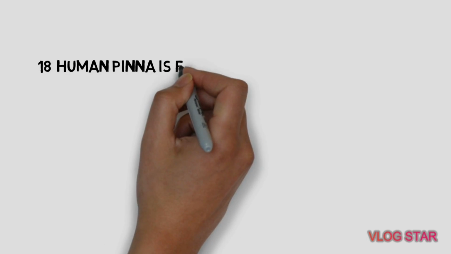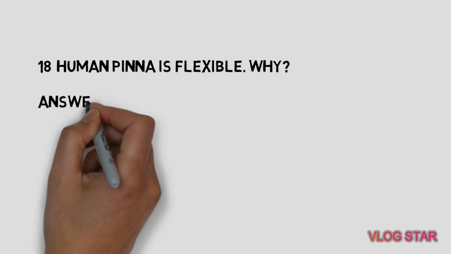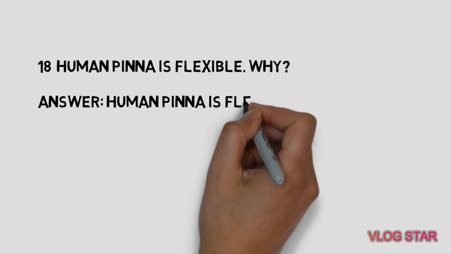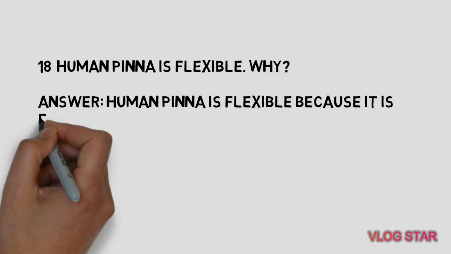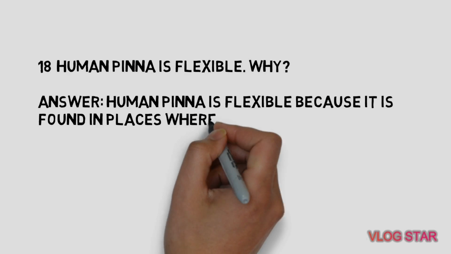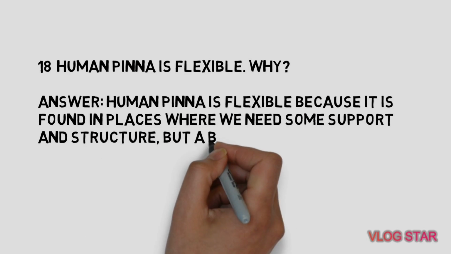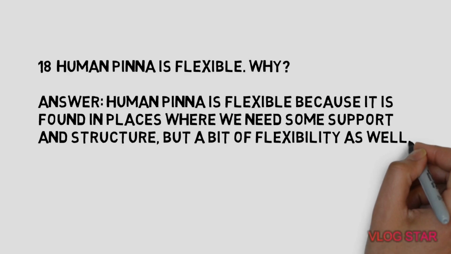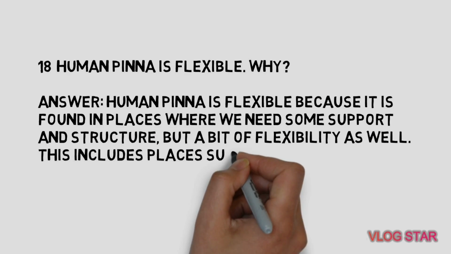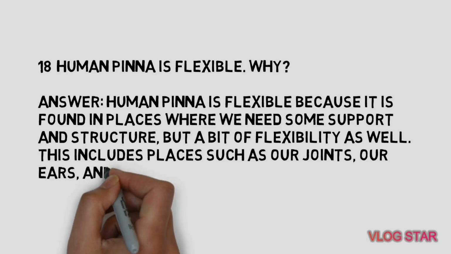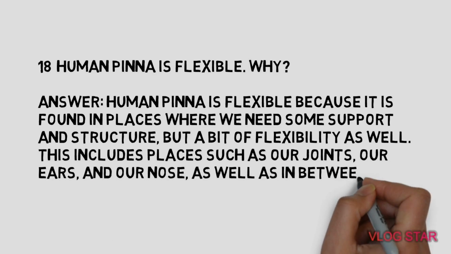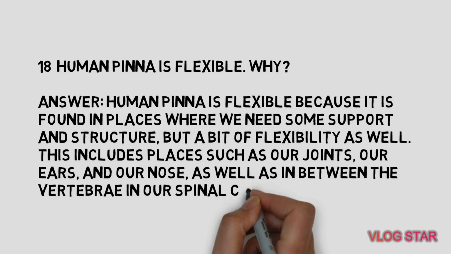18. Human pinna is flexible. Why? Answer: Human pinna is flexible because it is found in places where we need some support and structure, but a bit of flexibility as well. This includes places such as our joints, our ears, and our nose, as well as in between the vertebrae in our spinal column.